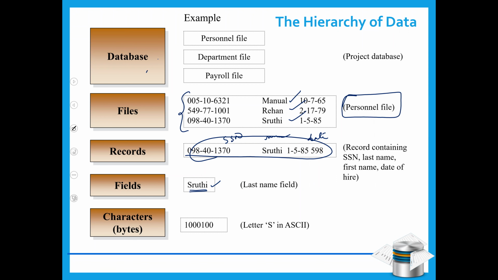When I talk about a database, I do have a personnel file, I even have a department file, I even have a payroll file. A collection of many files together, I call it to be a database. It cannot be files, it can even be a table, a personal table or a department table or a payroll table. So I'll go very simple. Database is a collection of tables, file is a collection of records, record are related fields, fields are a collection of characters. So this is what you call data hierarchy.